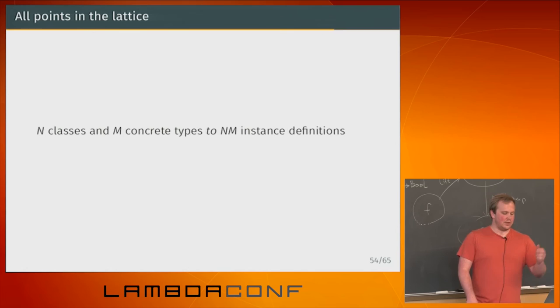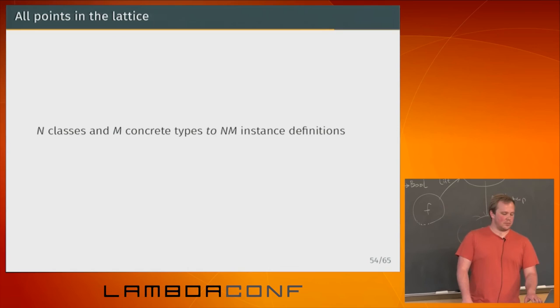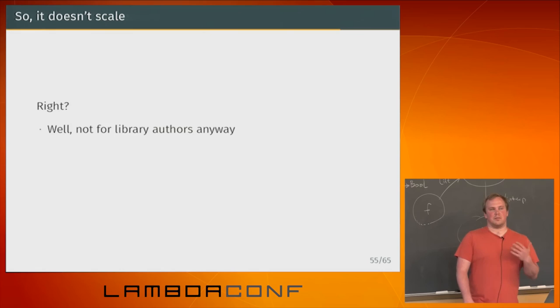So people talk about how if you have n classes and m concrete instantiations, then you end up with the square of implementation work. And this is more or less true. But I want to talk about the primary place where this is borne. If you're just using MTL, you don't have to worry about that too much. The people who maintain MTL have to worry about actually instantiating all those n times m instances.